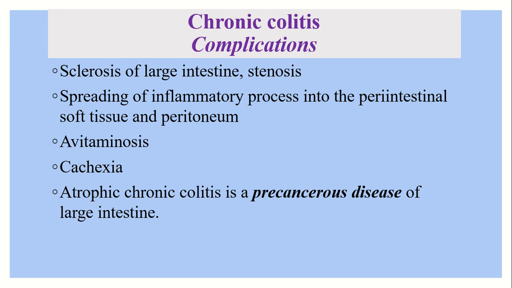Complications of chronic colitis are sclerosis of the large intestine, stenosis, spreading of the inflammation into the peri-intestinal soft tissue and peritoneum, avitaminosis, cachexia, and atrophic chronic colitis. This is a precancerous disease of the large intestines.